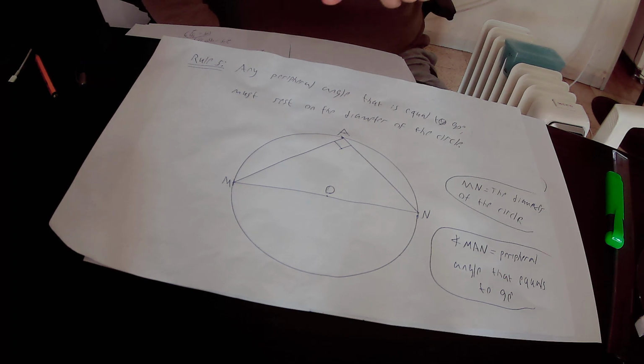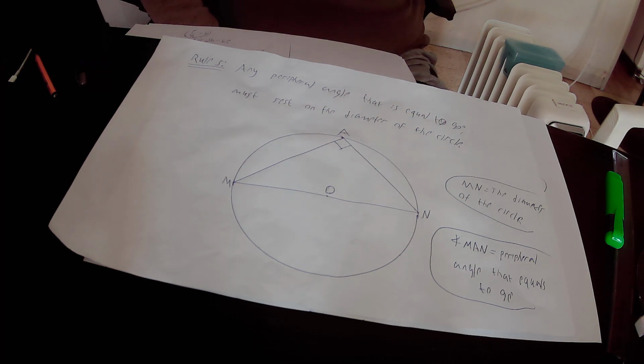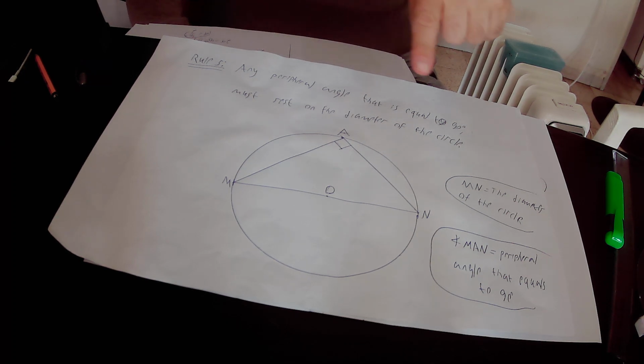Okay, in the drawing we have a circle. Inside this circle we have the peripheral angle MAN that is equal to 90 degrees in its size, it is a right angle. And therefore according to this rule number 5, this peripheral angle MAN must be subtended on the diameter of the circle. And indeed, it is very easy to see that peripheral angle MAN is subtended on MN, that is the diameter of the circle.